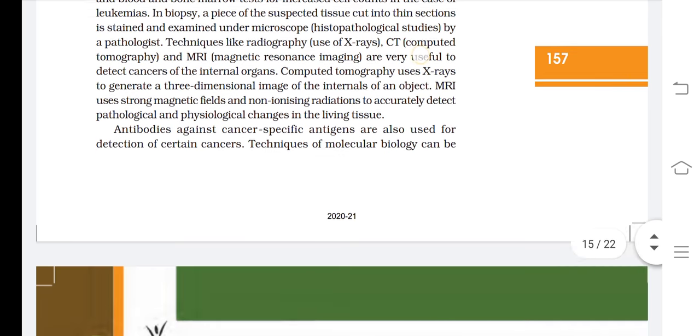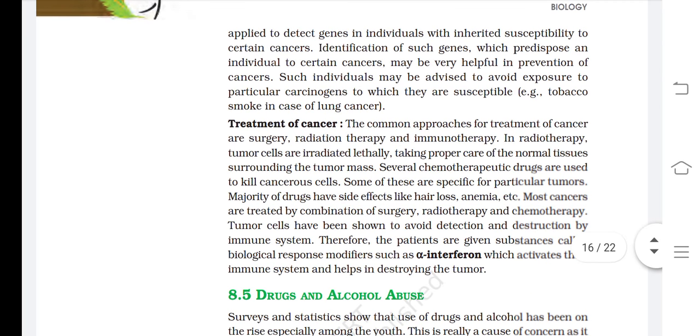Techniques of molecular biology can be applied to detect genes in individuals with inherited susceptibility to certain cancer. Identification of such genes which predispose an individual to certain cancers may be very helpful in prevention of cancers. Such individuals may be advised to avoid exposure to particular carcinogens to which they are susceptible. Example, tobacco smoke in case of lung cancer.